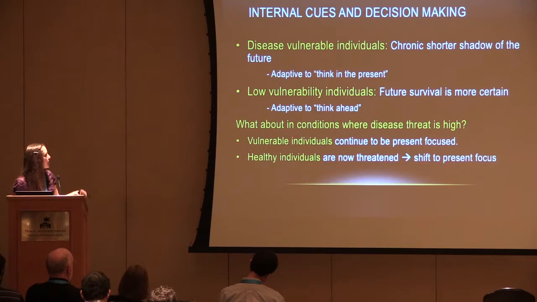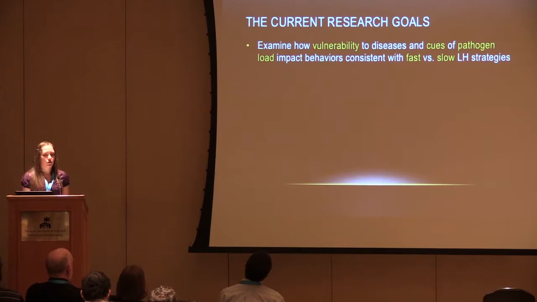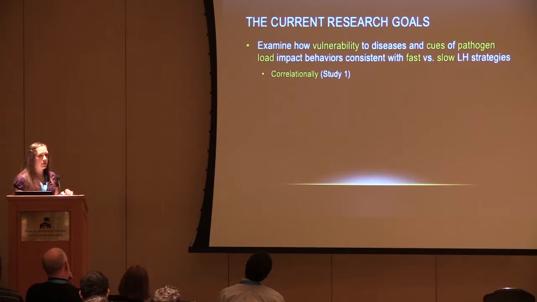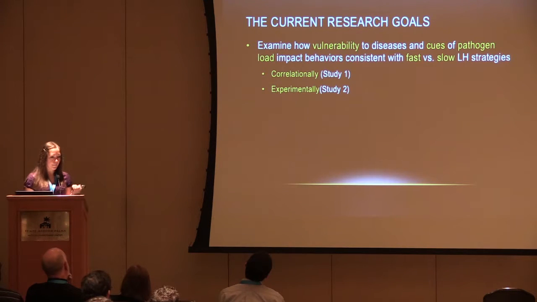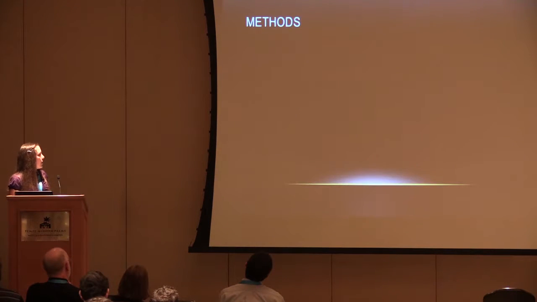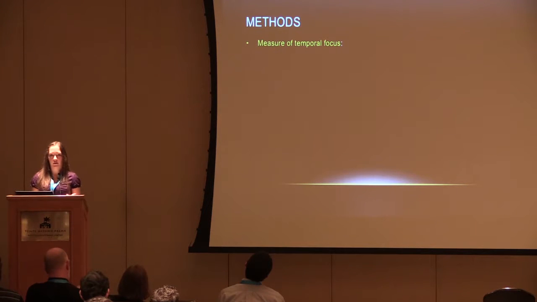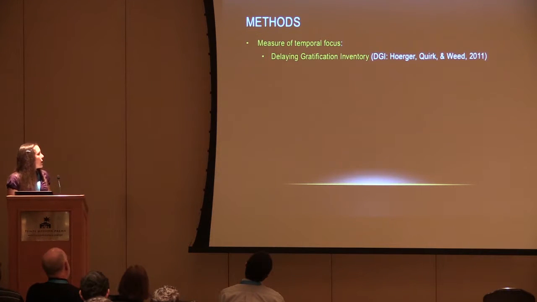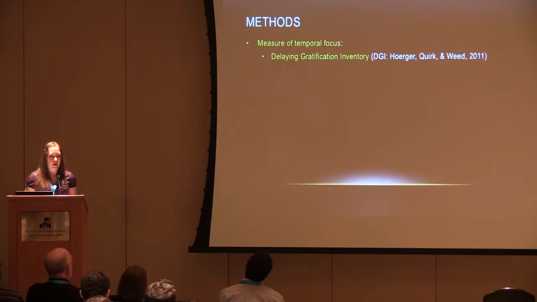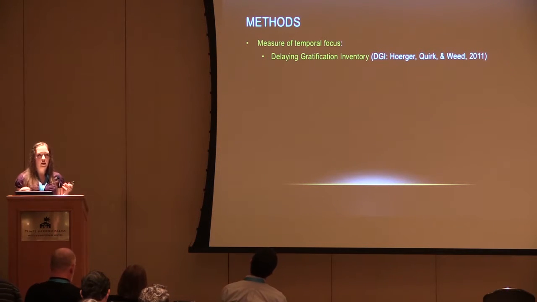So our current research goals were to examine how one's vulnerability to diseases and cues of pathogen load impact behaviors that are consistent with fast versus slower life history strategies. And we did this correlationally in study 1, and in study 2, we did it experimentally. So for study 1, what we did was we brought in 109 TCU undergraduates, and we gave them a measure of temporal focus. So this was a delaying gratification inventory. It's a short 10-item form.